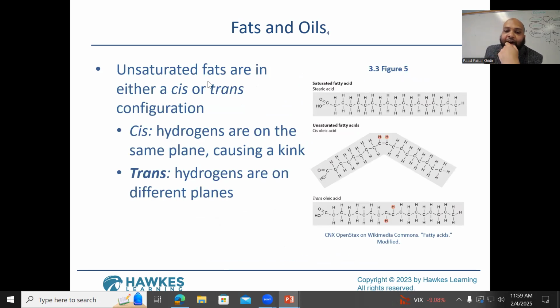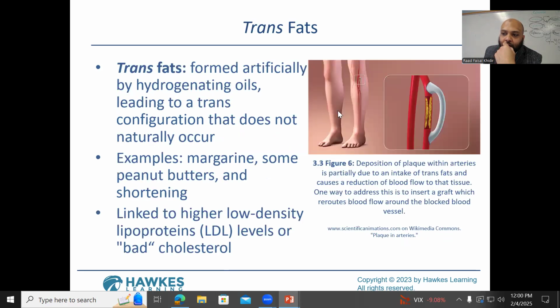So unsaturated fats are in either a cis or a trans configuration. So cis hydrogens are on the same plane causing a kink, while trans hydrogens are on different planes. You see, this is cis, meaning both are on the same side, and trans meaning that they are on opposite sides. So trans fats are formed artificially by hydrogenating oils, leading to a trans configuration that does not naturally occur.